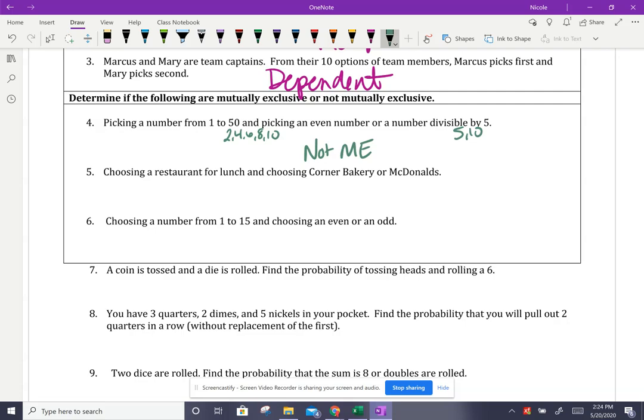And then choosing a restaurant for lunch and choosing Corner Bakery or McDonald's. Do either of these have anything to do with each other? No, it's not like they have the same exact items. If they were the exact same restaurants and you were just getting different things, it would be different. But this is mutually exclusive. They have nothing to do with each other.